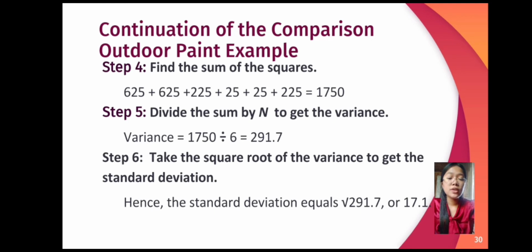So 1750 divided by 6 would equal 291.7. The last step would be to take the square root of the variance to get the standard deviation. Hence, the standard deviation would equal the square root of 291.7, or 17.1.